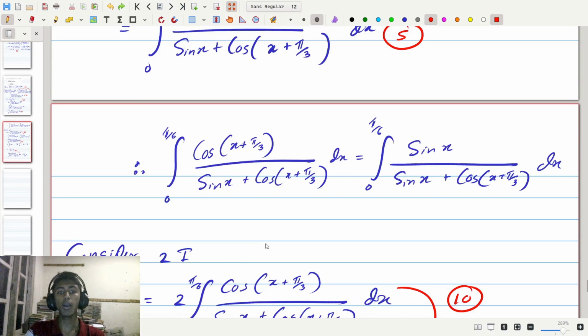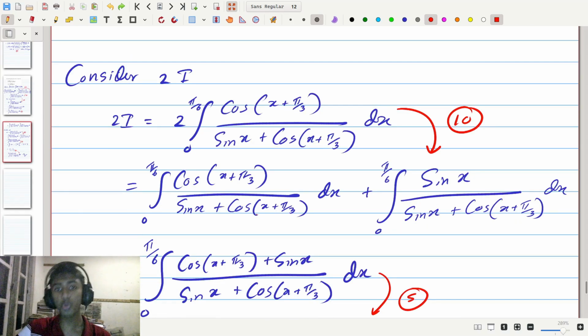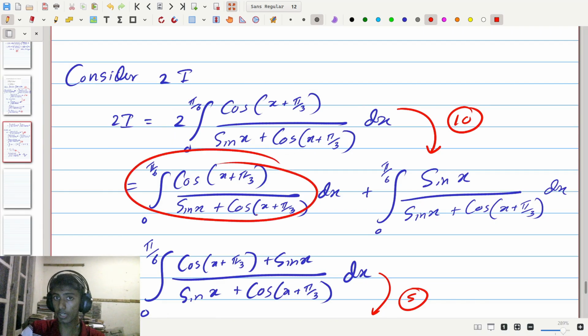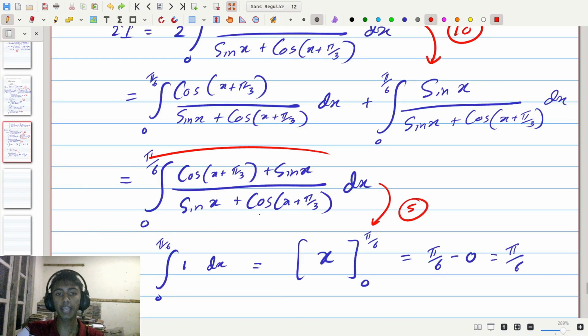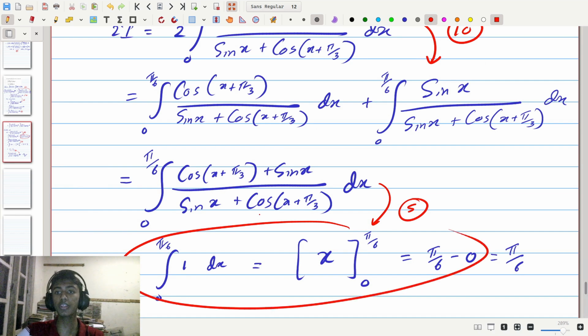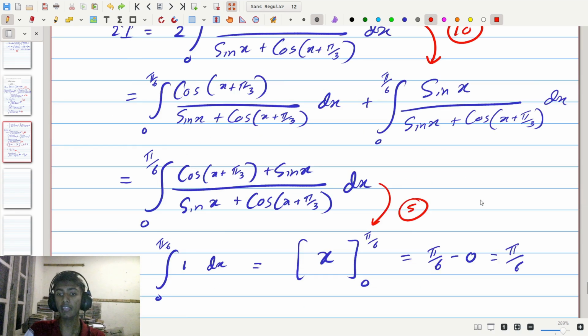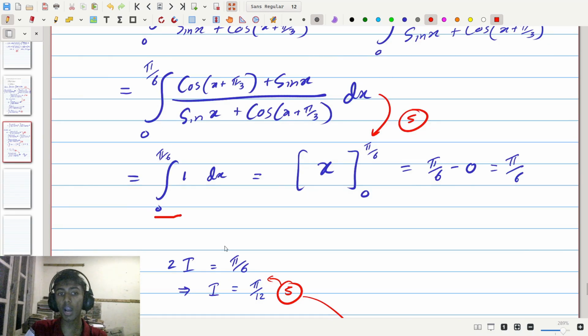Now, for the second part of the question, when you then realize that if you consider 2I, you can break this component here into a component that is the original integral and the second component, which is the integral that we found previously, and then when you add them together and get this expression here and simplify down to this thing, you get 10 marks for breaking this integral into these two pieces, and then another 5 marks for simplifying it down until you get the integral of 0 up to pi by 6 of 1 dx, and then you simplify it down until you get pi by 6.